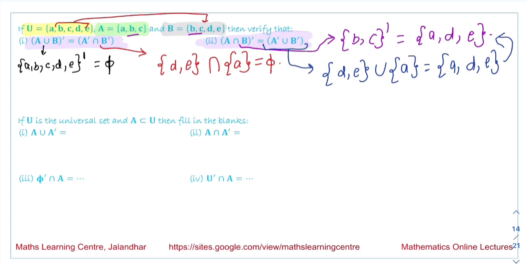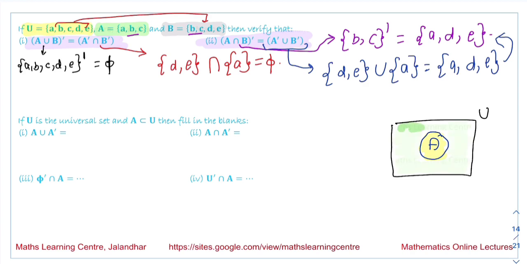Next is, if U is the universal set and A is a subset of U, then we have to write the value of A union A complement. This is the set A.